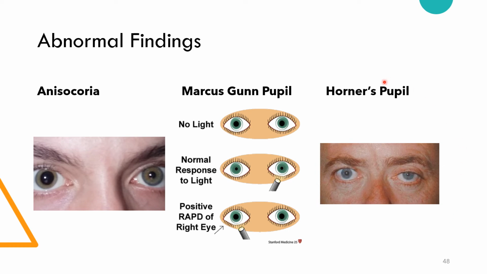And on this side, we have Horner's pupil. Here we see a patient with mild lid ptosis and a miotic pupil, or a smaller pupil than his eye that is not experiencing any ptosis. Again, this should be brought to a physician's attention immediately.